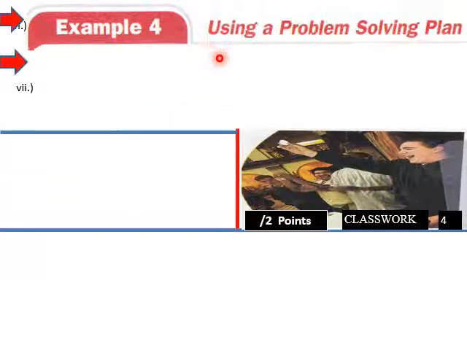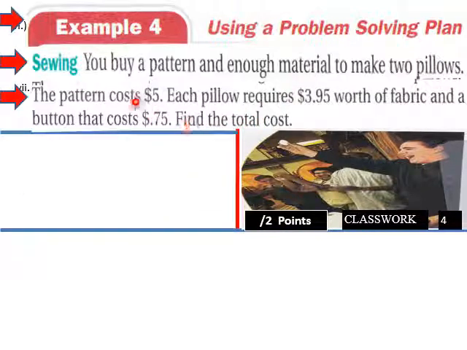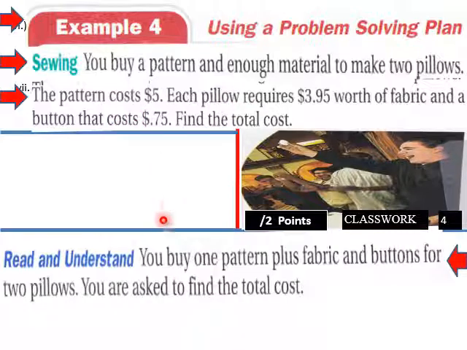Okay, example 4, using a problem-solving plan. Sewing. You buy a pattern and enough material to make 2 pillows. The pattern costs $5. Each pillow requires $3.95 worth of fabric and a button that costs 75 cents. Find the total cost. So, read and understand: you buy 1 pattern plus fabric and buttons for 2 pillows. You were asked to find the total cost.